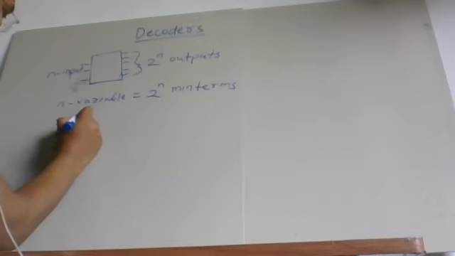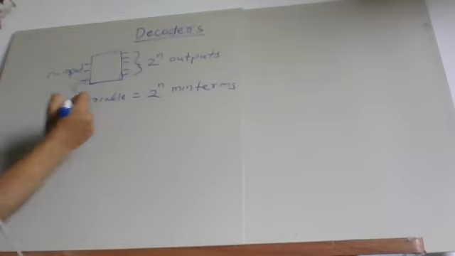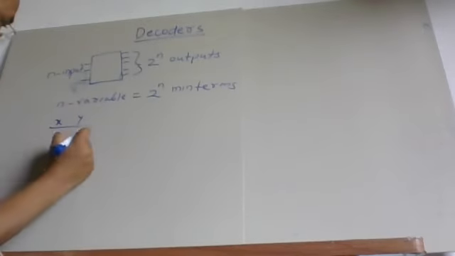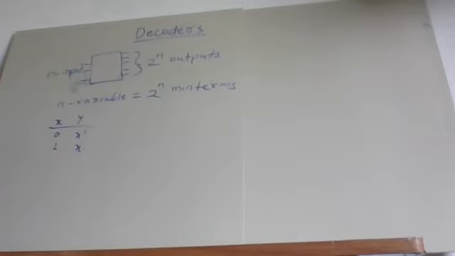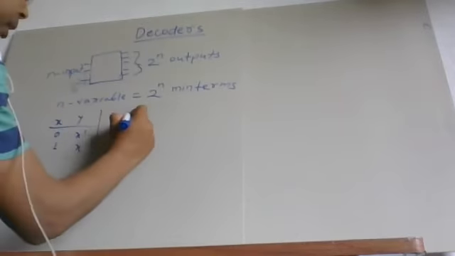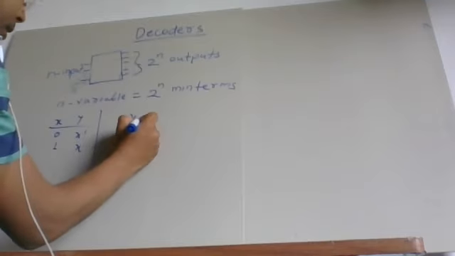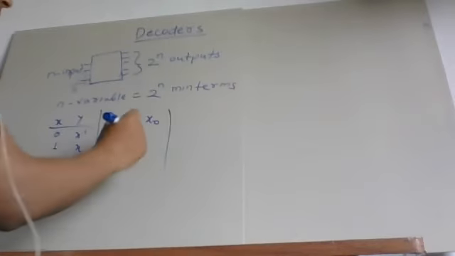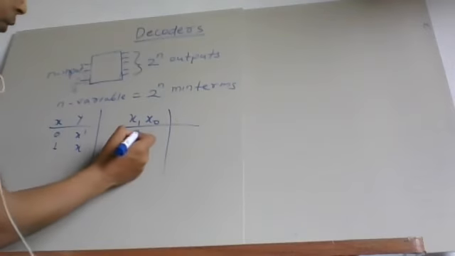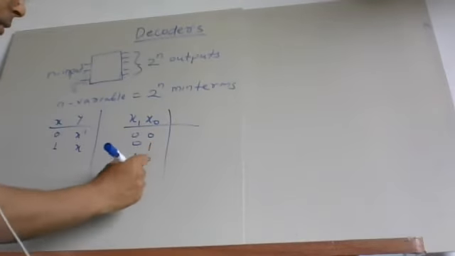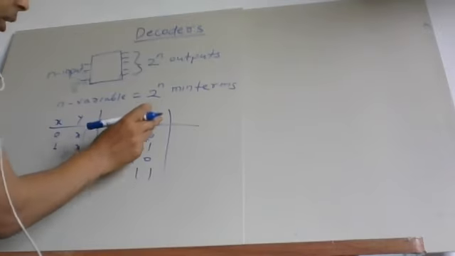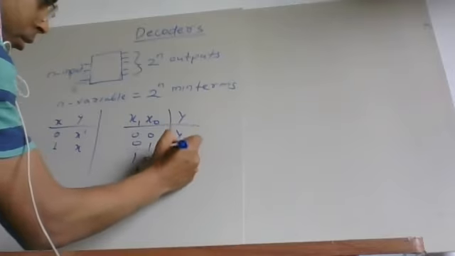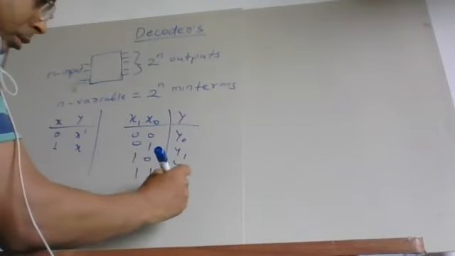So the output, say output is y, will have two values, x dash and x. Similarly, when there are two inputs, say x1, x0, they can take four values: 0 0, 0 1, 1 0, 1 1. So these two inputs must be decoded to these four values. So the outputs we can say are y0, y1, y2, y3.